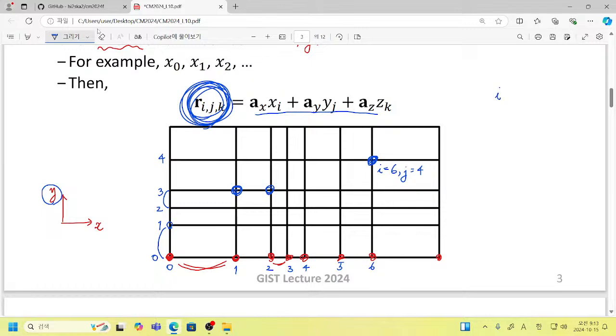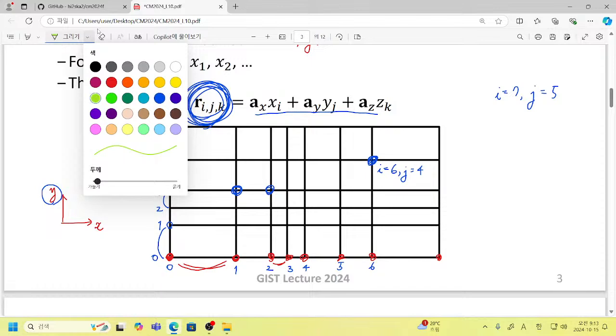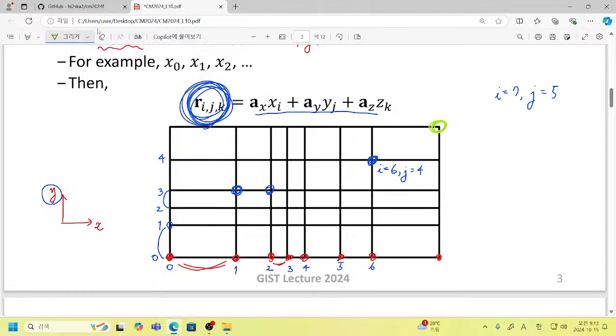So let me just ask you this question. Where can you find i equals 7 and j equals 5? Can you pick the point up? Okay, you can do it quite easily because that will be corresponding to this point. In quite a similar way, we can identify any point by just using 2 indices or 3 indices if we adopt this approach called structured mesh.